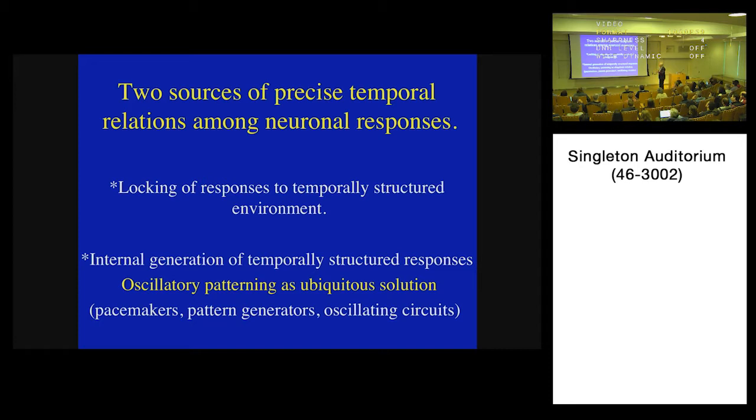Now, oscillatory patterning is a ubiquitous solution in order to impose temporal structure on neuronal response sequences. Even in very simple animals, invertebrates, we have pacemaker neurons, pacemaker currents, oscillatory neurons. They are associated together. They form central pattern generators. We have this in the spinal cord, the respiratory system. So oscillating circuits are ubiquitous in nervous systems, and they are used in order to impose temporal structure on self-generated activity.